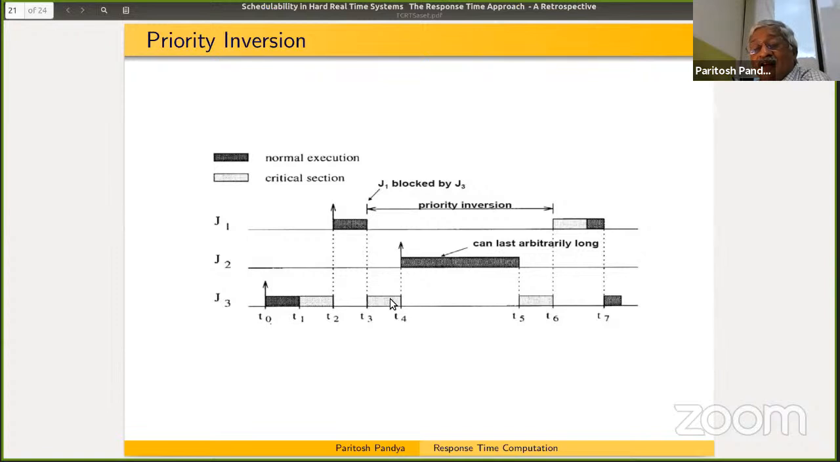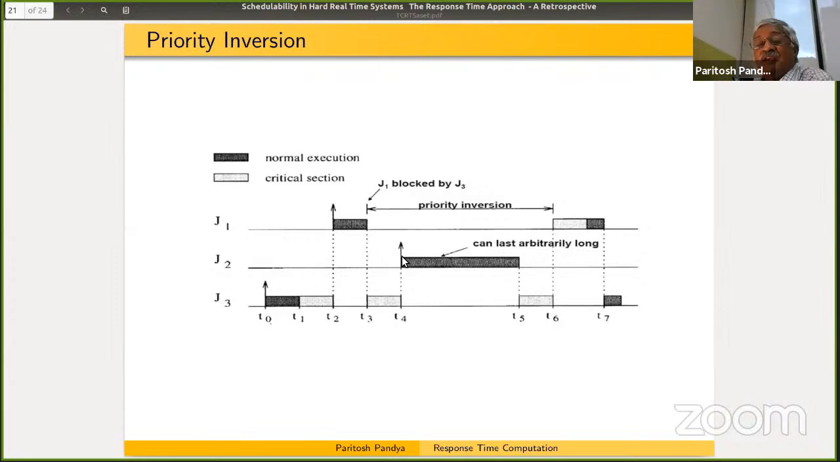While he's doing the critical section up to time T4, and he has not finished with the critical section, this communication task arrives with priority higher than J3. So now the CPU goes to J2 from J3. J3 is still holding the locked resource, and J2 keeps running for a long time.